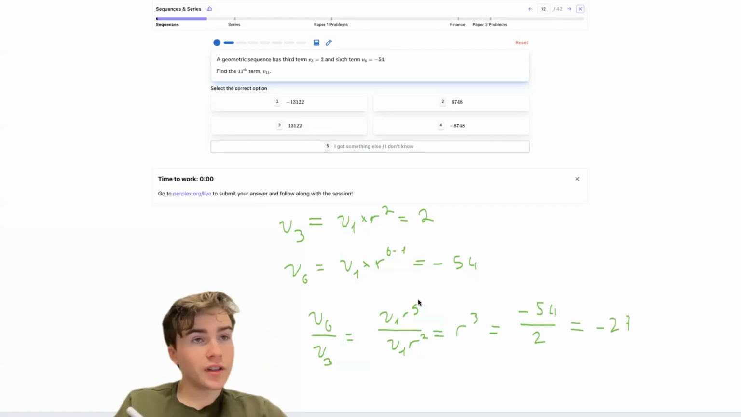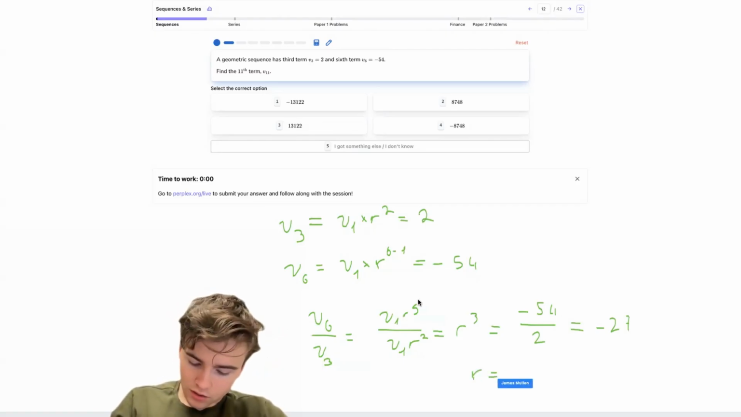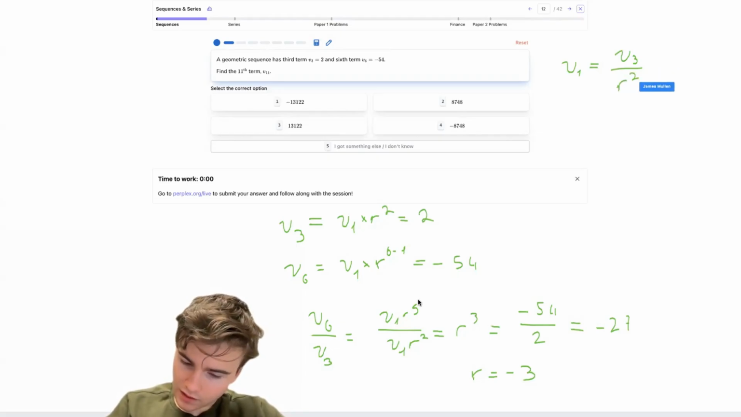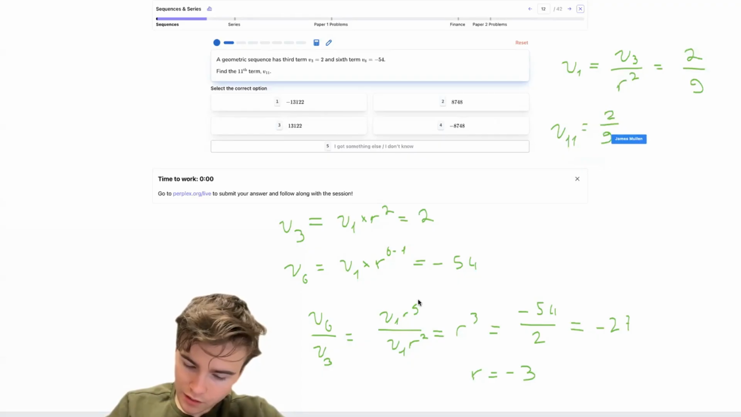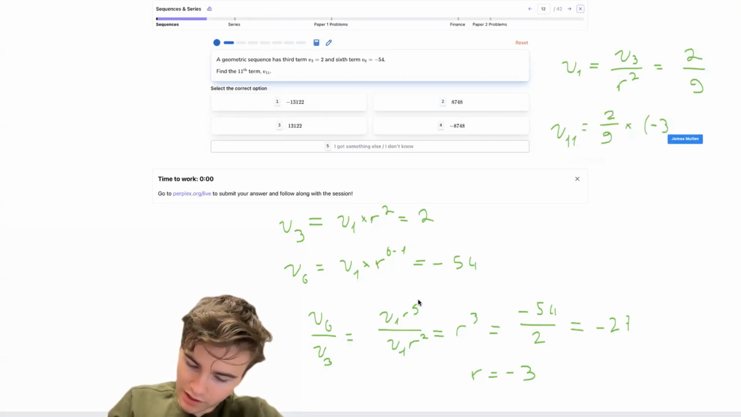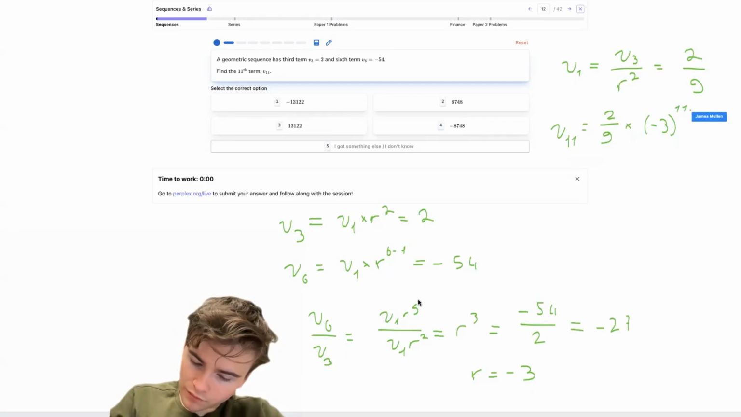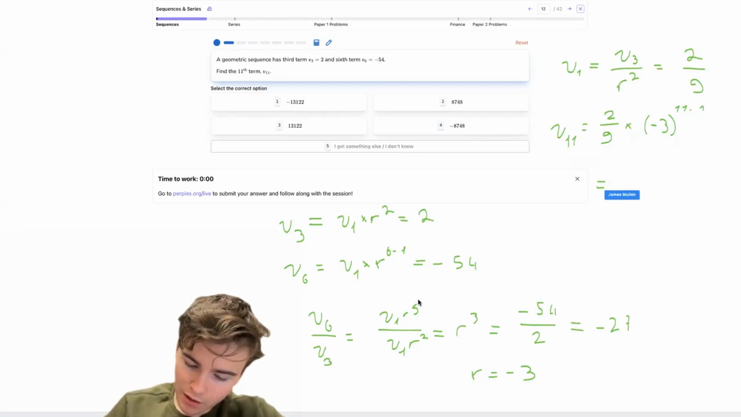So that means that if I take the cube root of both sides, I get r is equal to minus 3, which means that the first term v1 is equal to v3 over r squared. So that's 2 over 9. And that means that the 11th term, v11, is equal to 2 over 9 times minus 3 to the power 11 minus 1. That's negative 3 to the power 10.